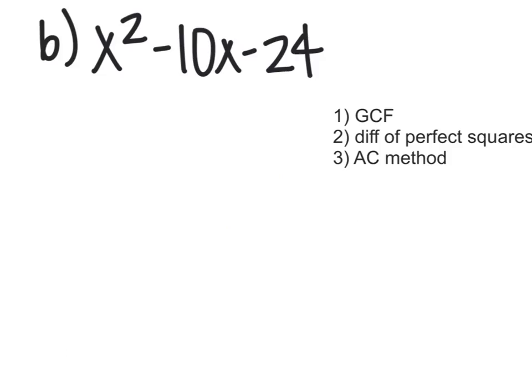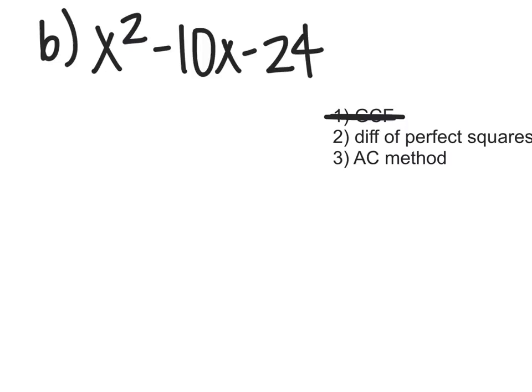So I have x squared minus 10x minus 24. So again, I'm going to start by looking for a greatest common factor. Well, I cannot divide x squared, 10x, and 24 by something, so there is no GCF, so I'm going to go ahead and mark that out. It doesn't exist. Next thing I'm looking for is a difference of perfect squares.